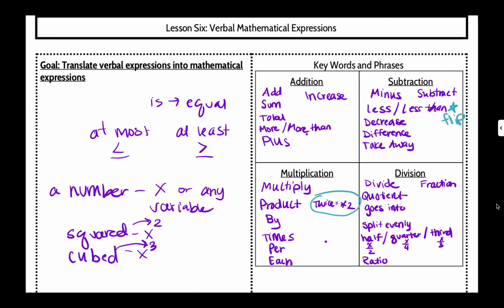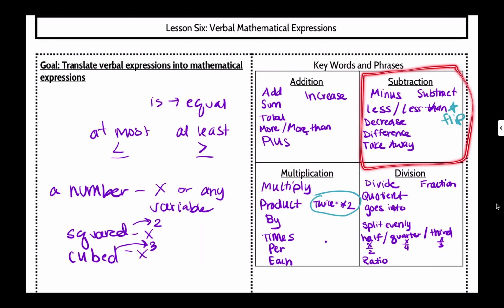Okay, so hopefully you paused the video and wrote this down. Now I'm going to go through it really quick. If you have "is," that means an equal sign. If you have "a number," that means any variable, or use x. Squared means you're going to have the little squared symbol. Cube means cube symbol. For addition, we have add, sum, total, more than, plus, and increase.